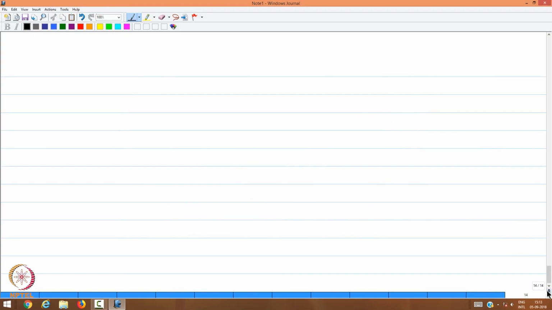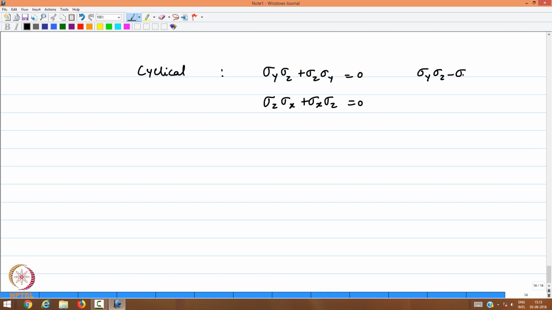And it is not just x and y, it is cyclical, therefore the similar relations that you can verify are sigma y sigma z plus sigma z sigma y is 0, sigma z sigma x plus sigma x sigma z is 0, and sigma y sigma z minus sigma z sigma y is 2 I sigma x, and likewise sigma z sigma x minus sigma x sigma z is 2 I sigma y.